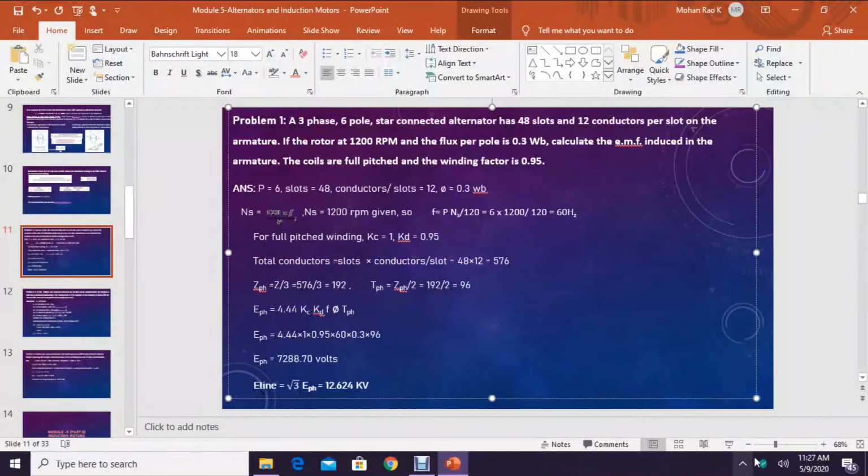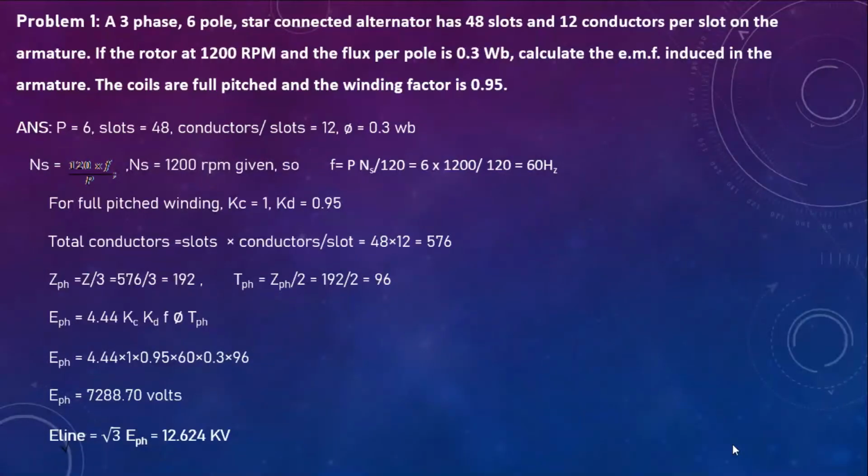So we'll see problem number 1. A 3-phase 6-pole star connected alternator has 48 slots and 12 conductors per slot on the armature. If the rotor is at 1200 rpm and the flux per pole is 0.3 Wb, calculate the EMF induced in the armature. The coils are full pitched and the winding factor is 0.95.